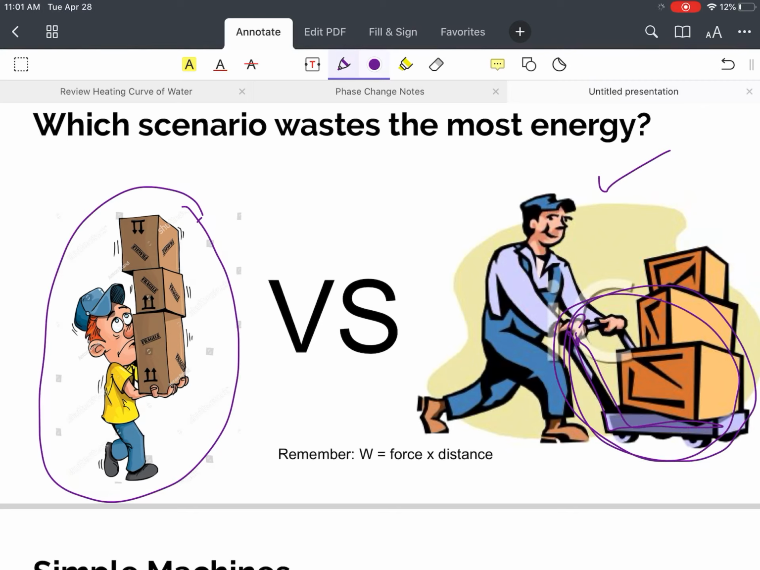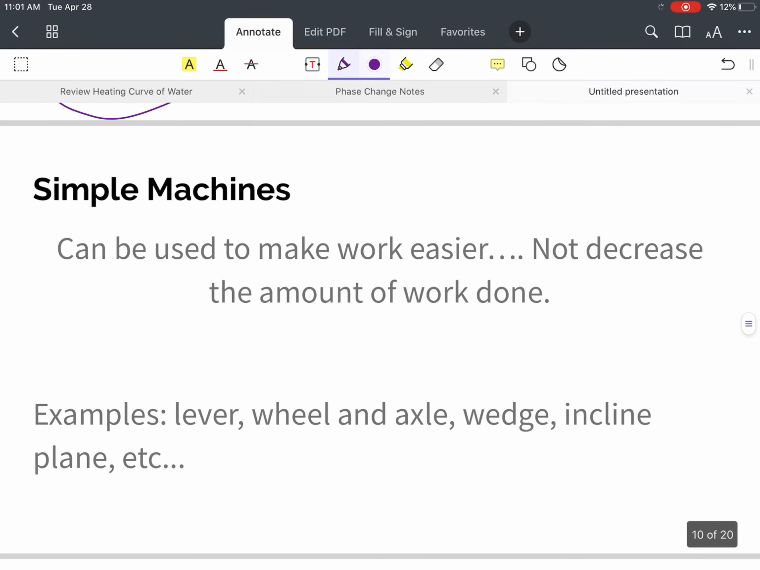Well, he's got this little cart, right? So he's able to do the same amount of work that the guy carrying the boxes is. He's moving the boxes the same distance, but he's not using as much energy because he's got this cart with him. What we call that cart is actually just a simple machine. We can use simple machines to help make our work easier. It doesn't decrease how much work you've done, or necessarily even increase it, but it makes it easier to do. So over time, you can actually do more, because it uses less energy.